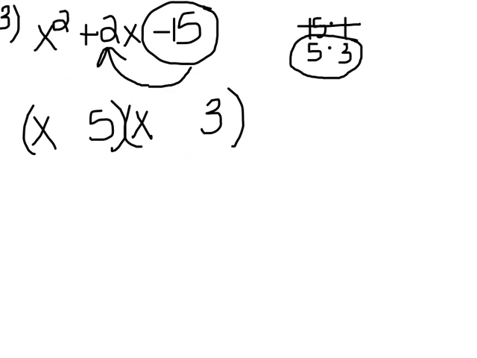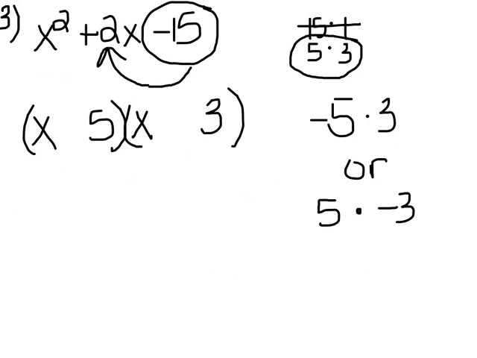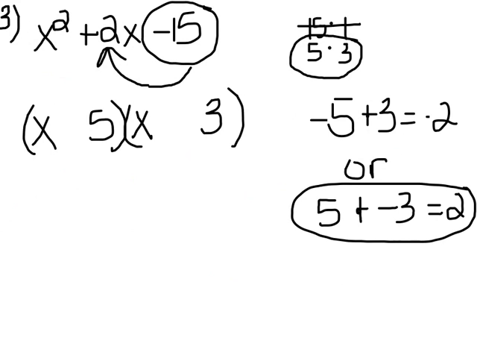Now, the negative 15 tells us that we had opposite signs in our parentheses. The only way that we'd get a negative 15 is if we had a negative 5 times a positive 3, or if we had a positive 5 times a negative 3. We're looking for the option that adds up to a positive 2. Well, negative 5 plus 3 gives us a negative 2. A positive 5 plus a negative 3 gives us a positive 2. This is the option that we want. So our 5 will be positive and our 3 will be negative.